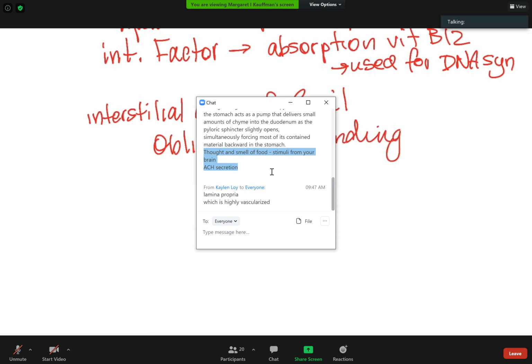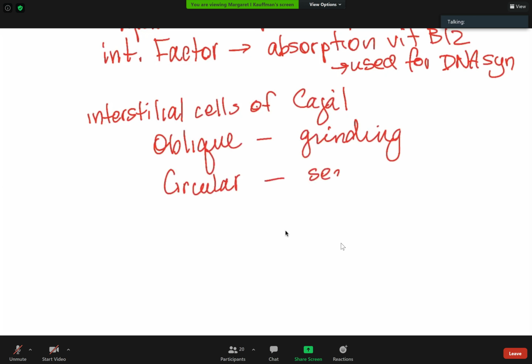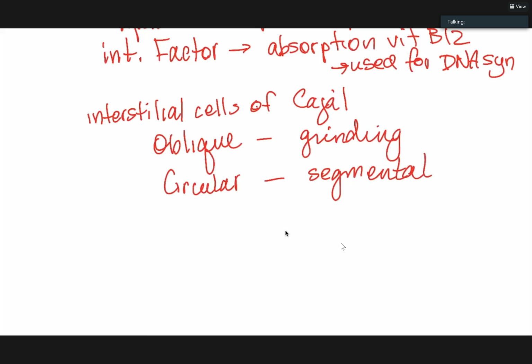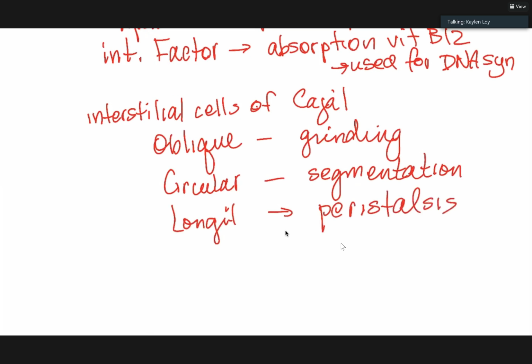The pyloric end of the stomach acts as a pump that delivers small amounts of chyme into the duodenum as the pyloric sphincter slightly opens, simultaneously forcing most of its contained material backwards in the stomach. The pyloric sphincter prevents too much chyme from entering the duodenum at once so that the duodenum has time to process it.